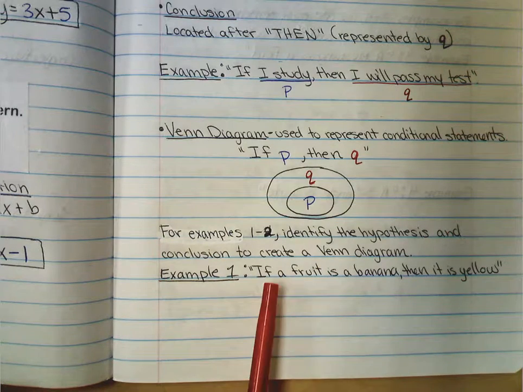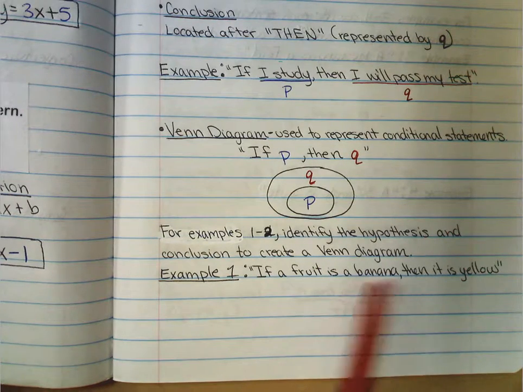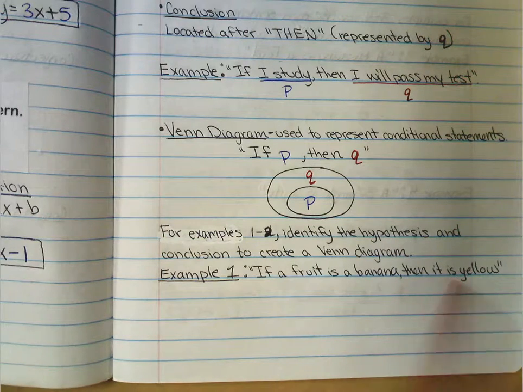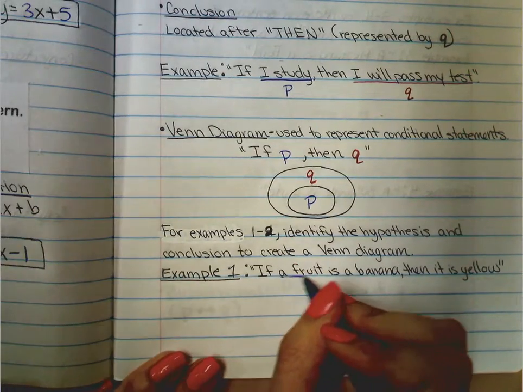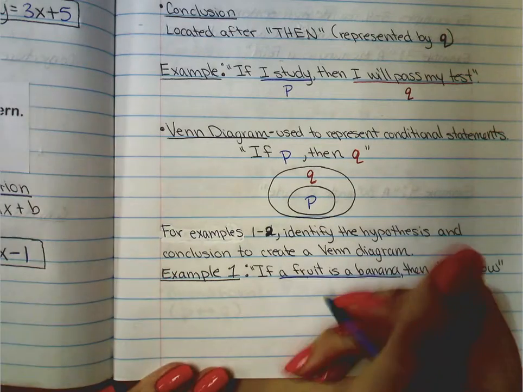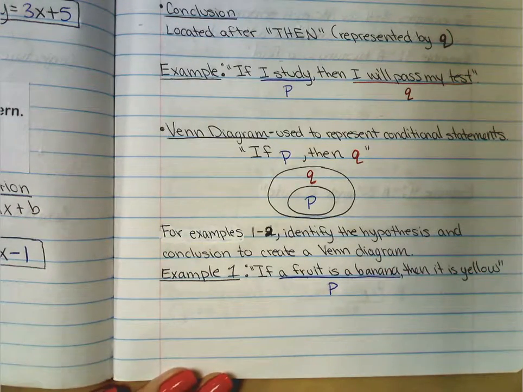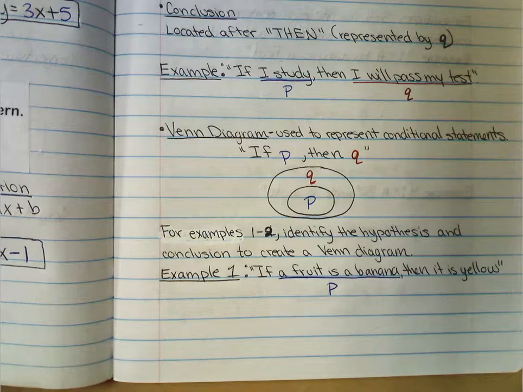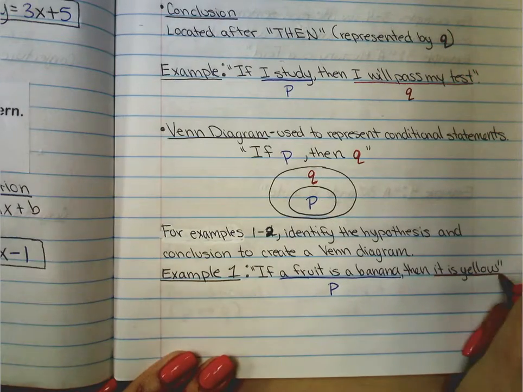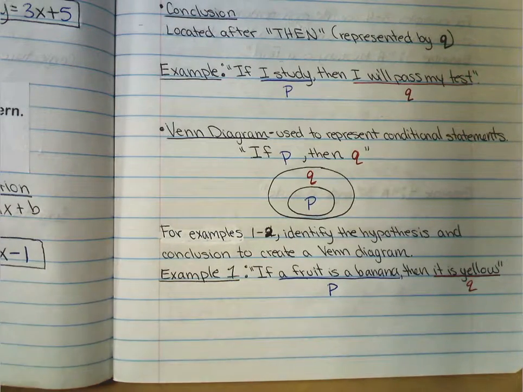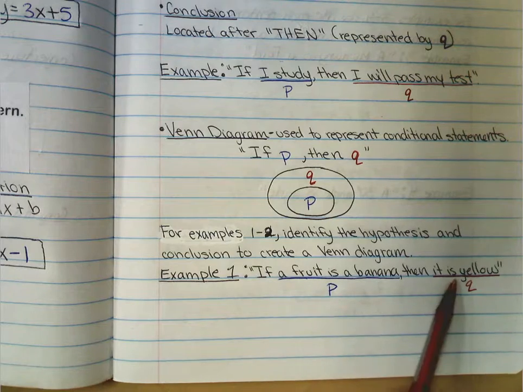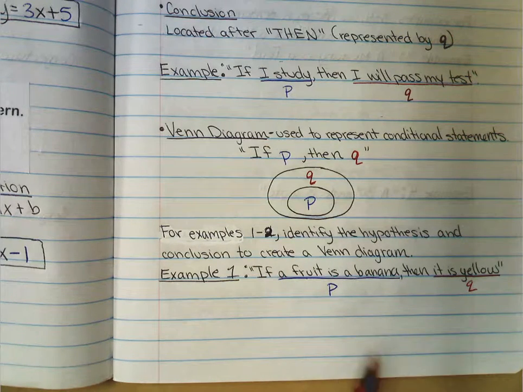So for example 1, my conditional statement is: if a fruit is a banana, then it is yellow. So first thing I want to do, identify the hypothesis. After the word if, a fruit is a banana. So that's my hypothesis, that's P. After the word then, I have it is yellow, so that's my conclusion, and that's Q. So using this, we are going to create a Venn diagram.